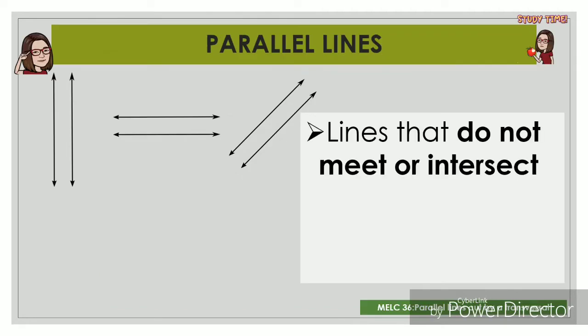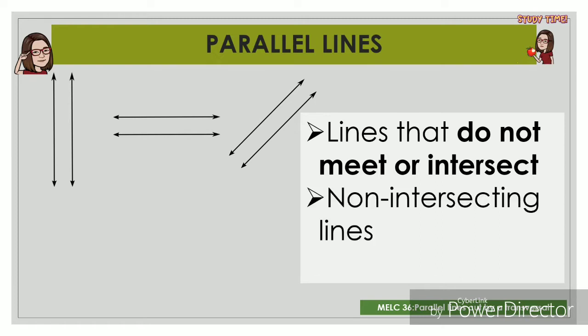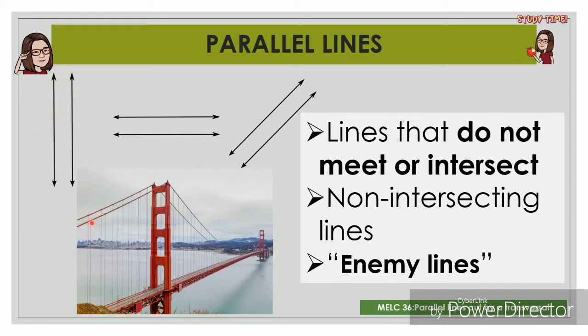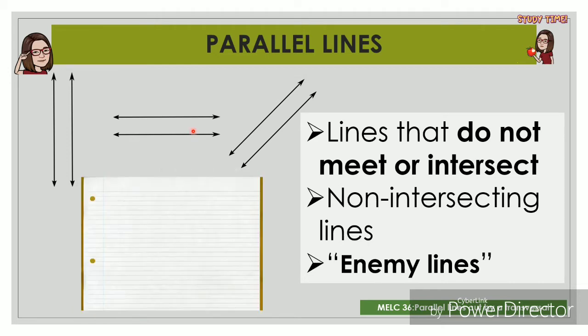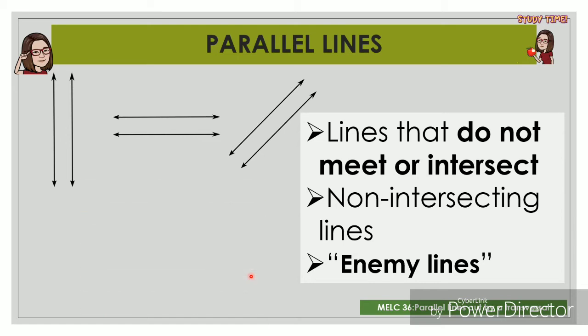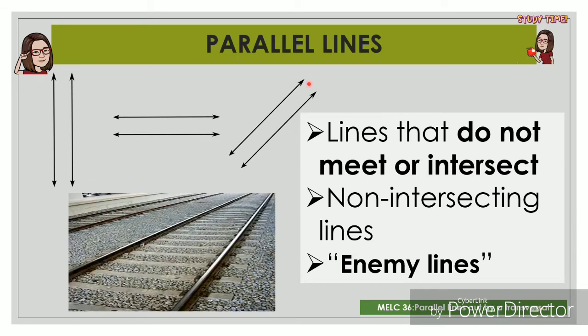These are lines that do not meet or intersect. They are also called non-intersecting, and sometimes they are referred to as enemy lines. Some parallel lines may be drawn vertically, just like the suspension on this bridge. Sometimes parallel lines may be drawn horizontally, just like the lines on your paper. Sometimes they are in diagonal or slanting form, just like this railway.